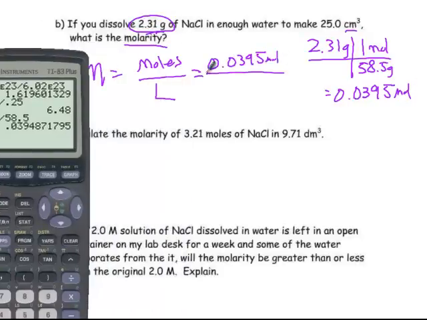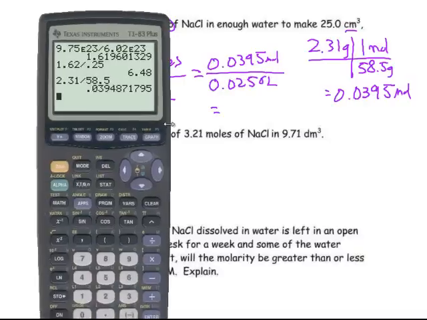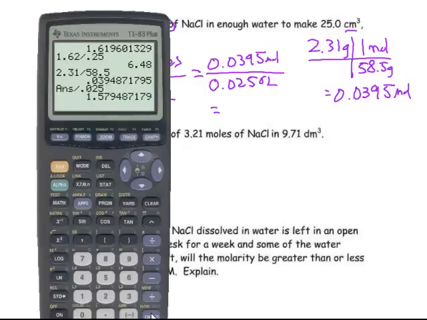So I have the moles. I need liters. Well, I'll move it over 3 again. I have 25, so 0.025 liters. So take my moles and divide it by my liters. And I get 1.58. Again, this is a molar solution. We're solving for molarity. Got it.